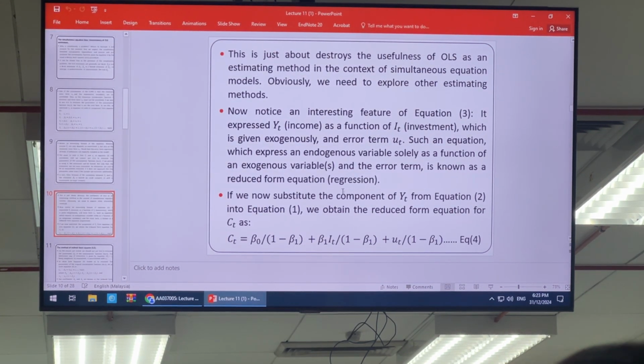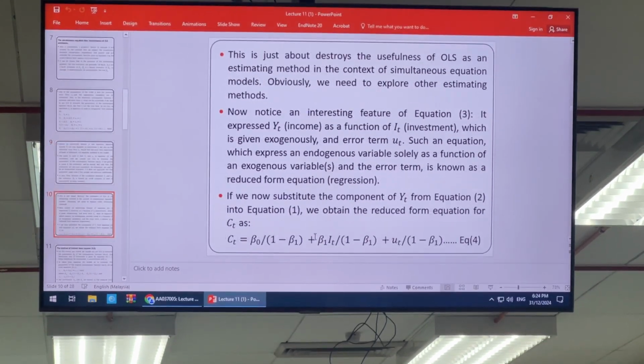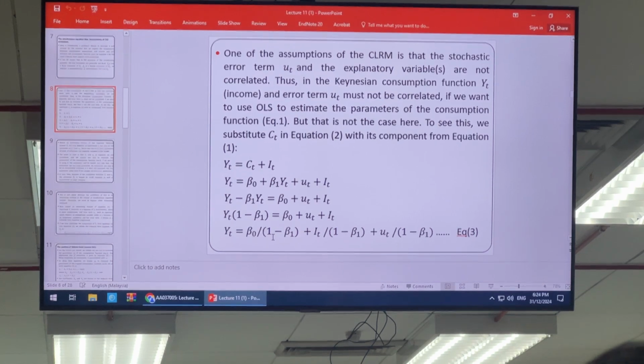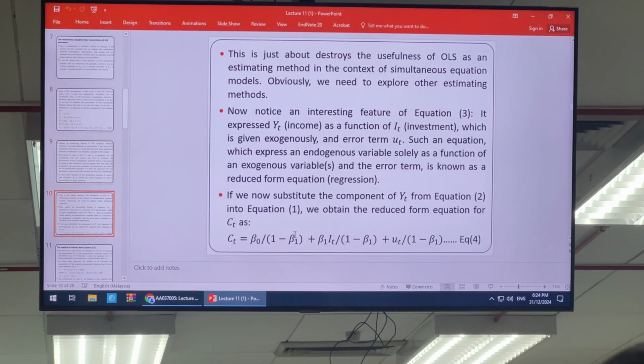So if you do the same, you will get this one for the first equation. Okay, this one for the second equation, the reduced form equation for the second equation, but this one for the first one. Okay, understand? So again, if we now substitute the component of YT from equation 2 into equation 1, then we obtain a reduced form equation for CT, which is given by this.